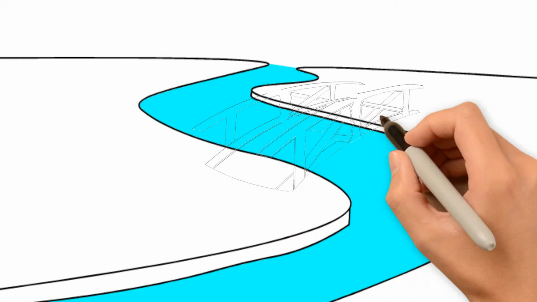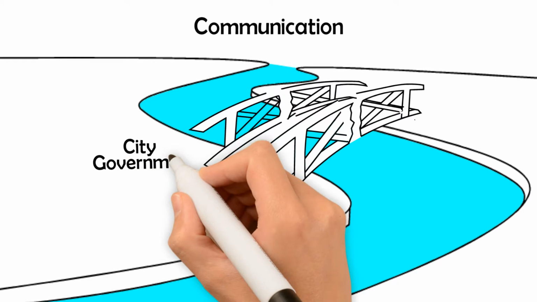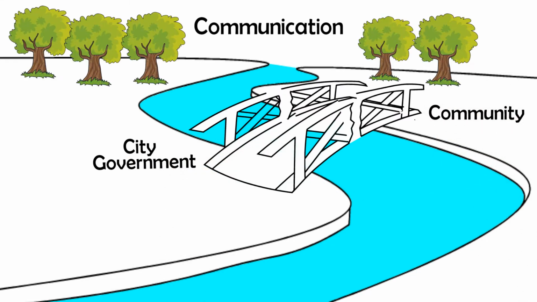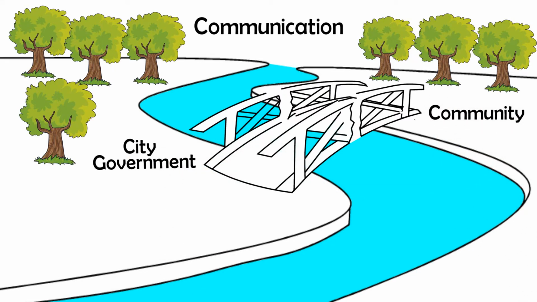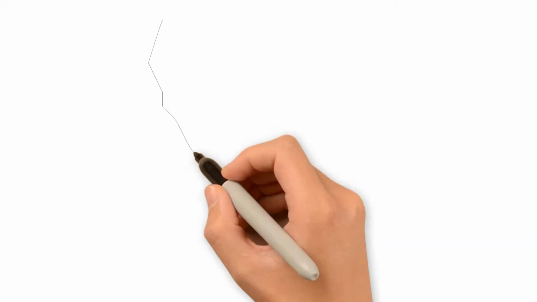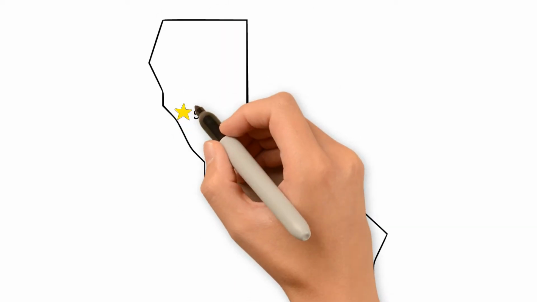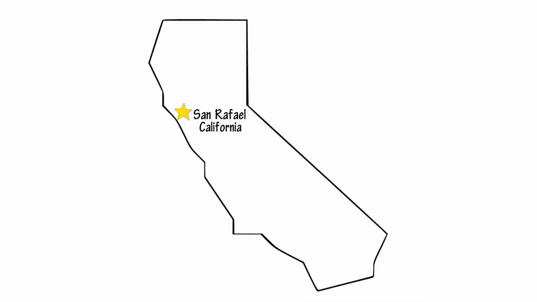How do we build bridges of communication between city government and the community to strengthen development and well-being of underserved communities? Let's take a closer look at an example. The Canal neighborhood in San Rafael, California.